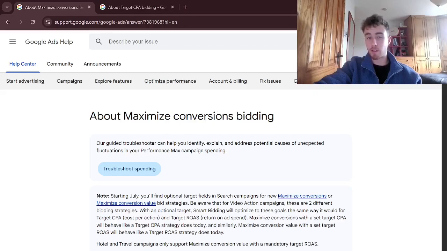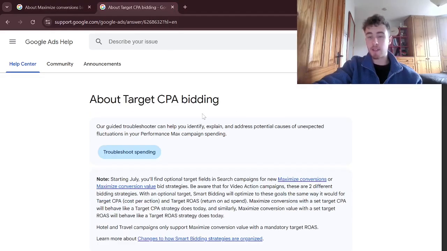But if you're running a new campaign, but it's inside an account with other campaigns that have conversion data, then you can actually go straight to maximize conversions for that campaign because that account as a whole already has a lot of data as to which users are likely to call or fill out a form or whatever that conversion action is for you. And then target CPA is a lot more about how many conversions that campaign received in the last 30 days.